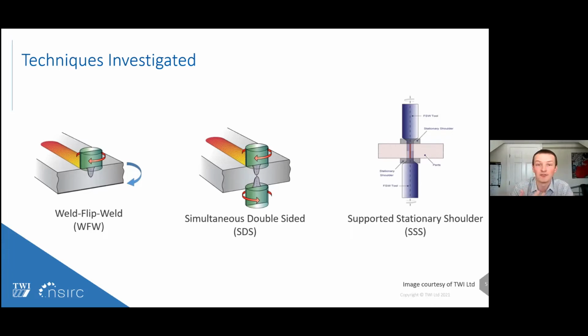However, the drawback here is that the complexity of machinery is far greater than that of the weld foot weld. Supported stationary shoulder was the third technique that we were investigating. This is more of an exploratory technique. It's typically used in thin section titanium, but we were interested to see if it would function in thick section aluminium. Supported stationary shoulder uses a cylindrical full length probe. So in this instance, a 50mm long probe. The 2 shoulders don't rotate because they're stationary. So therefore all your heat is generated by the probe rather than both the probe and the shoulder.